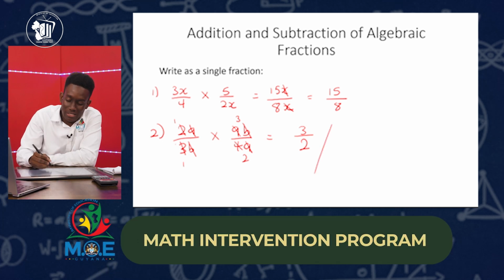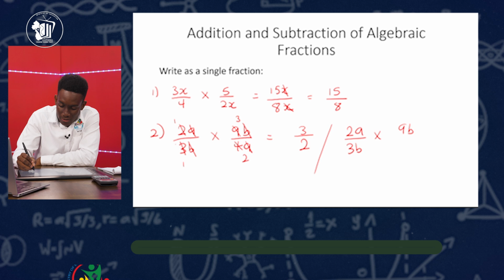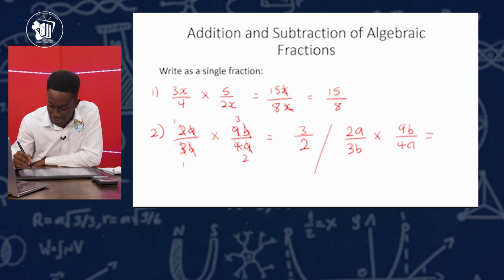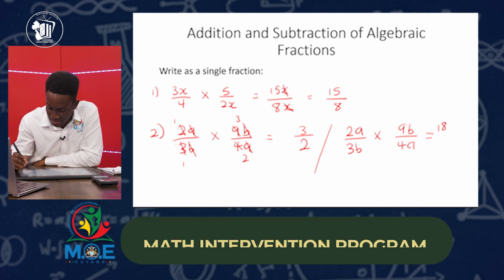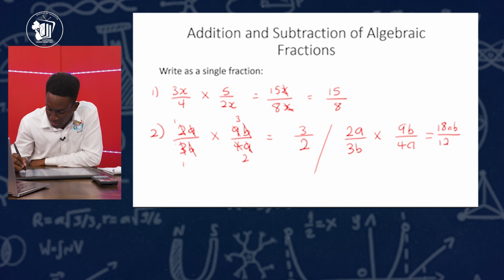But let's say we did not cancel out and we work it just as it is. So we have 2a over 3b multiplied by 9b over 4a. So we multiply the top by the top. So 2 times 9 would be 18. A times B would be AB. All divided by 3 times 4 would be 12. And A times B would be AB as well.